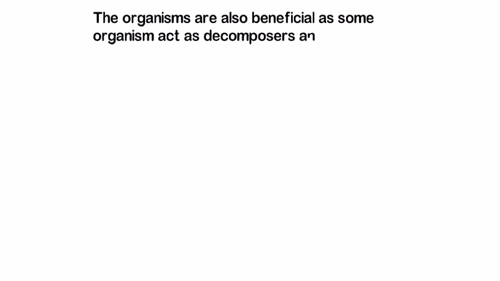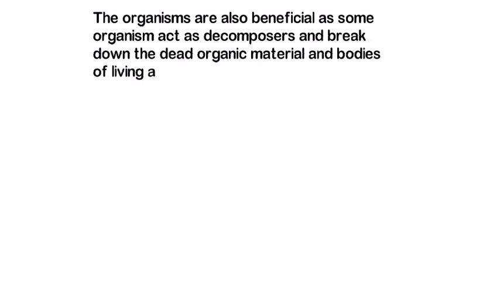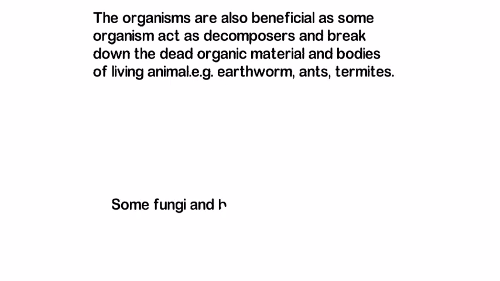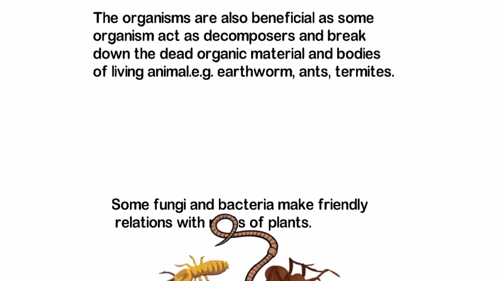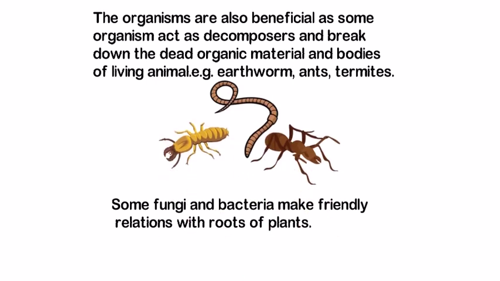The organisms are also beneficial, as some organisms act as decomposers and break down the dead organic material in bodies of living animals. Example: earthworm, ants, termites. Some fungi and bacteria make friendly relations with roots of plants. They help even plants to grow better.